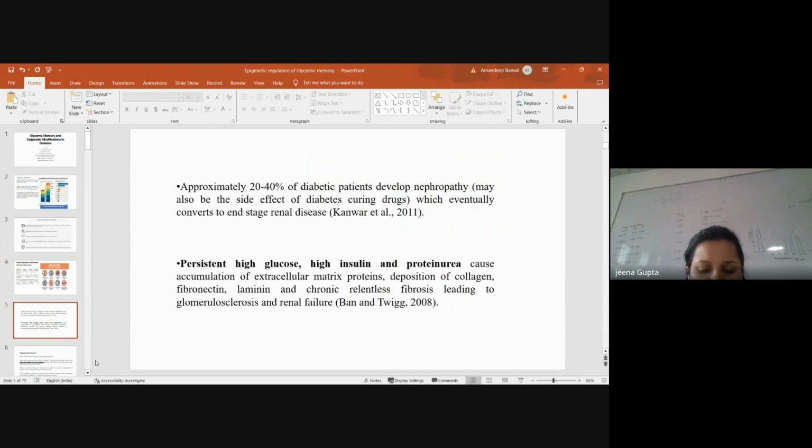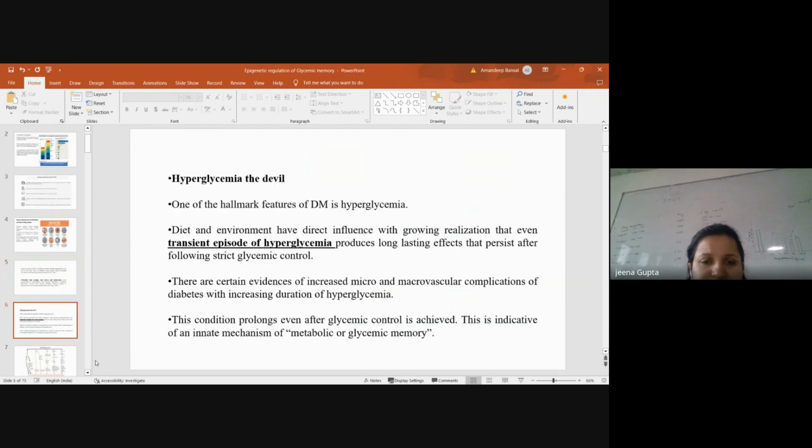Okay. So we work on this diabetic nephropathy. We want to see what the effect of glycemic memory on diabetic nephropathy is. Approximately 20 to 40% of diabetic patients will develop nephropathy, which may be a side effect of the diabetic drugs, and which eventually converts to end-stage renal disease. The major risk factors for diabetic nephropathy are high glucose, high insulin, and proteinuria, which puts pressure on the kidney to filter or purify the blood and thus leads to kidney damage.